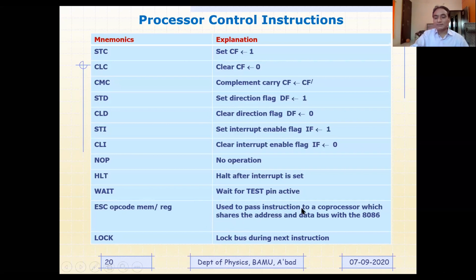And then ESCAPE, this is one more instruction. This is used to pass an instruction to the coprocessor. So whenever you want to pass control to the coprocessor, you can use the ESCAPE instruction. And LOCK is one of the instructions which is used to lock the bus during the next instruction cycle. That means it will lock the buses. So these are some of the process control instructions.